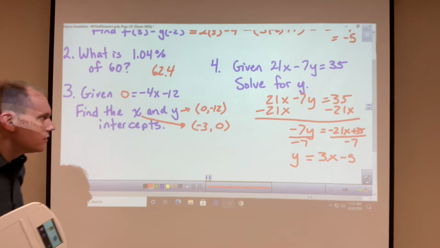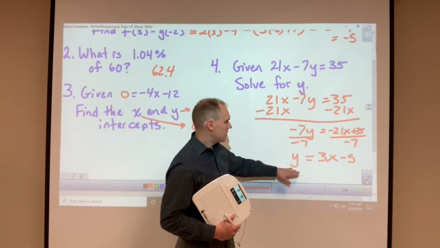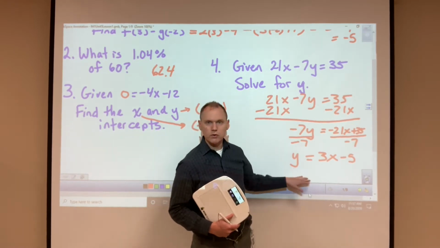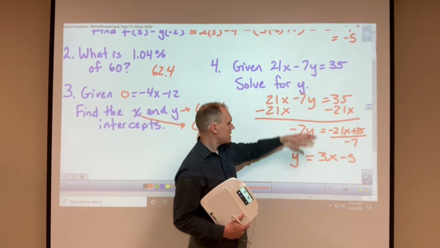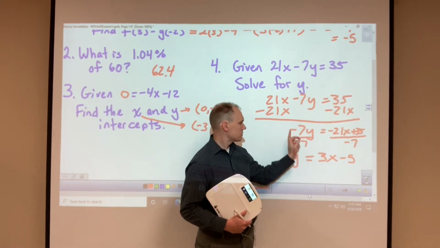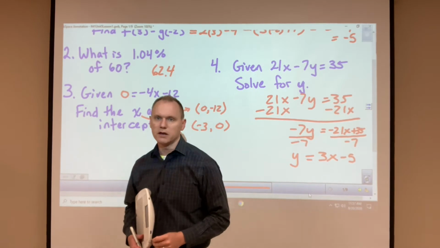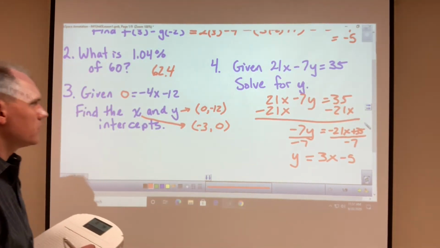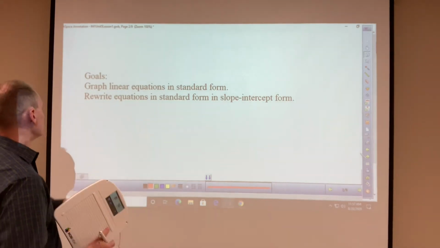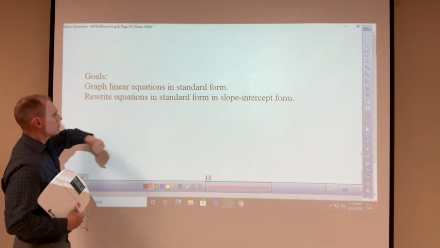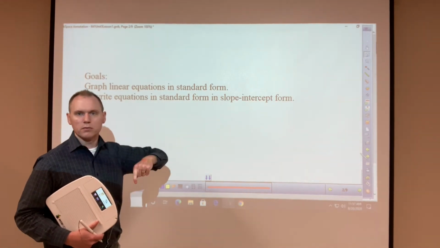All right, so that is the slope-intercept form. We said solve for y, but really what we were doing is we were converting from this form here, which we're going to talk about today, into slope-intercept form. So the slope of this is 3, and the y-intercept is negative 5. All right, so again, our goal for today is to graph linear equations in standard form, but also be able to rewrite equations in standard form in slope-intercept form.